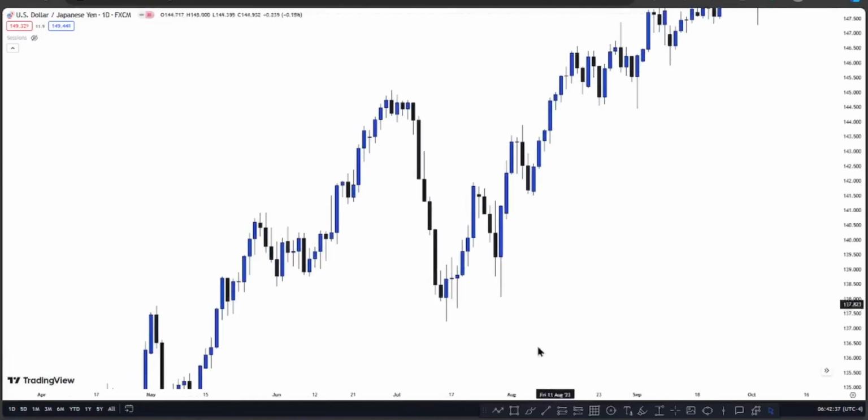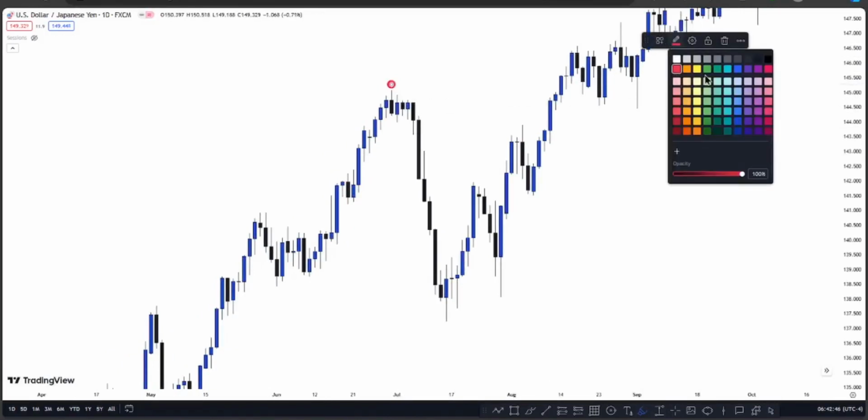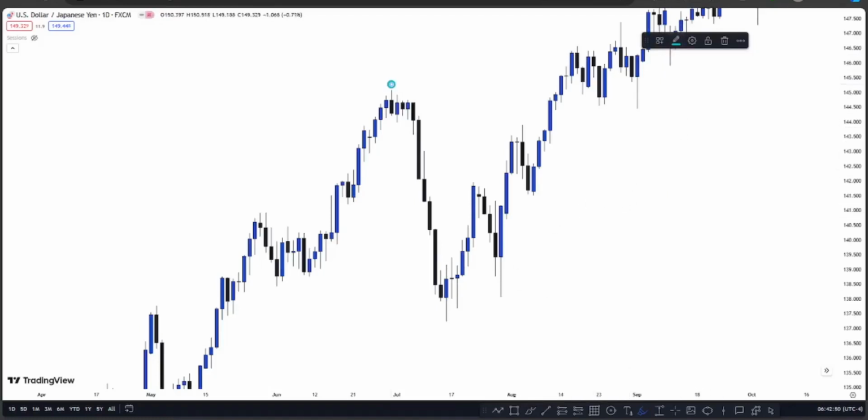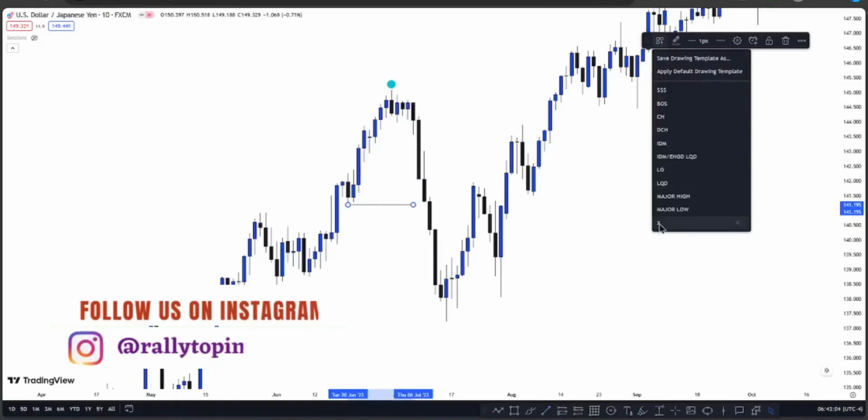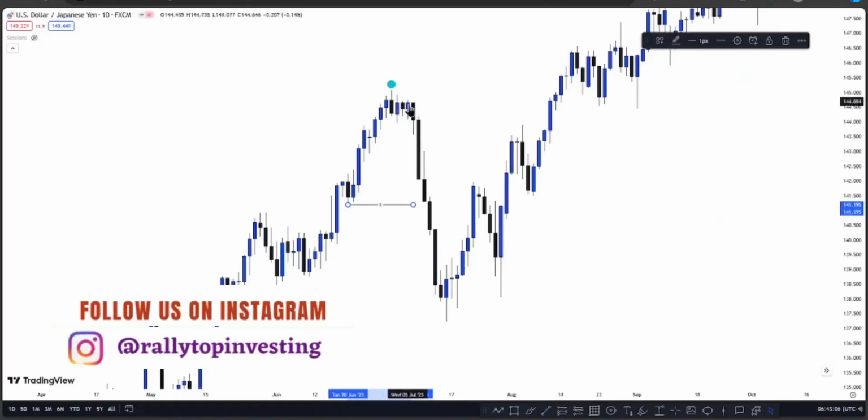Okay, let's start from here. As you can see, here is a high. Of course, by now you should know why that is a valid high. I don't need to tell you. Why that is a valid high is that it took out inducement. And where is the inducement here? Take a look at the inducement. It took out inducement here. So that's your inducement in the market, and it has been taken out, confirming this high as a valid high.